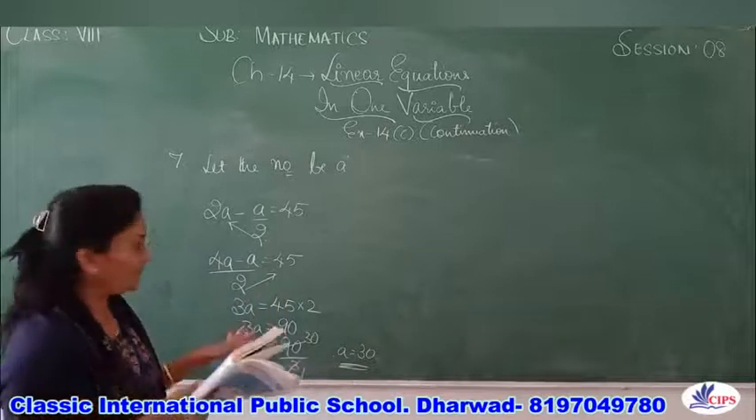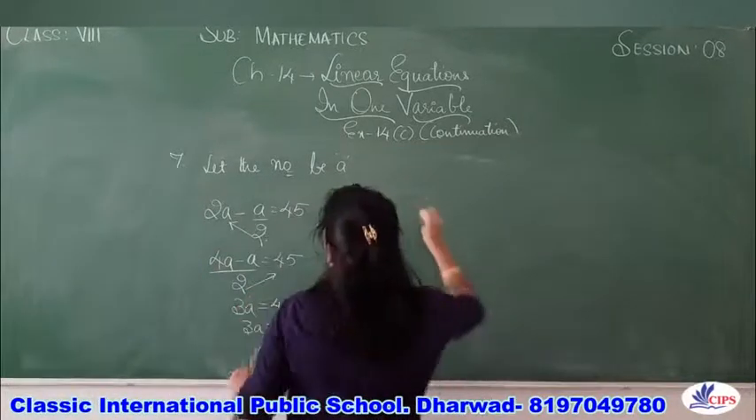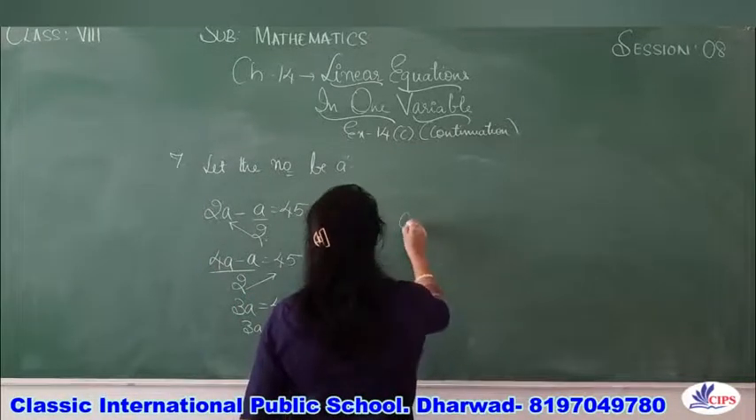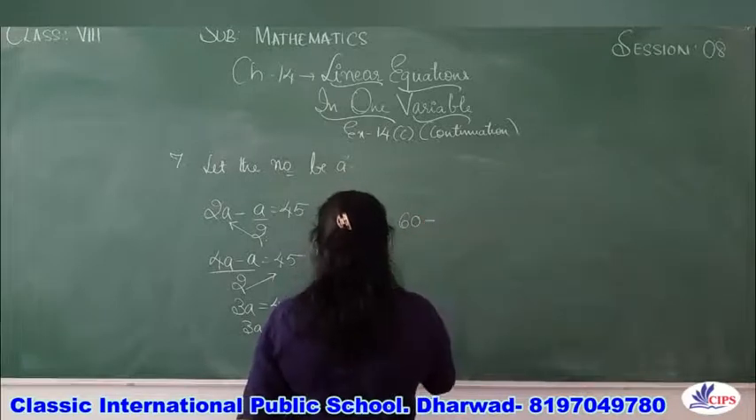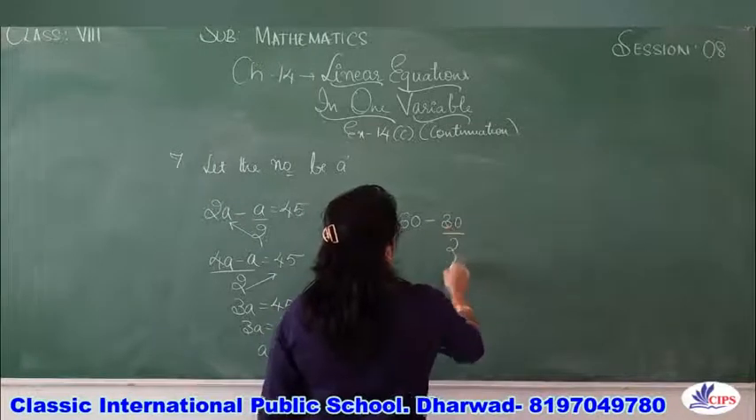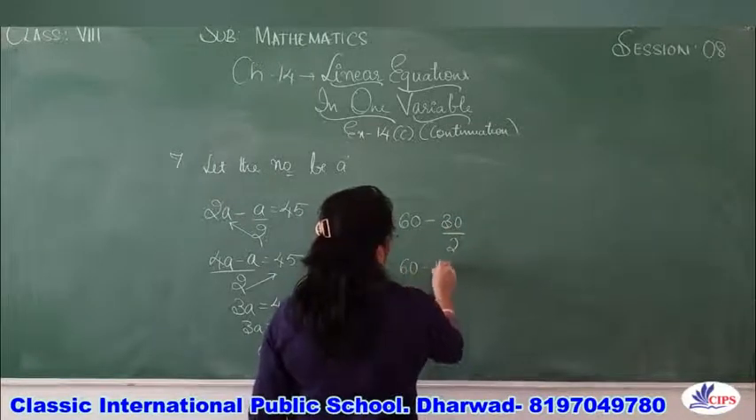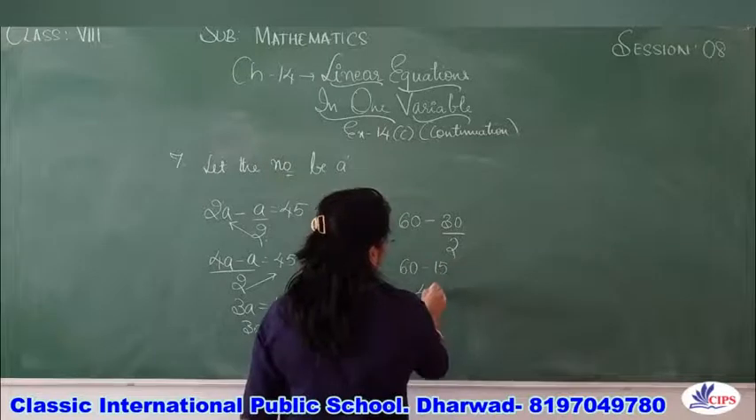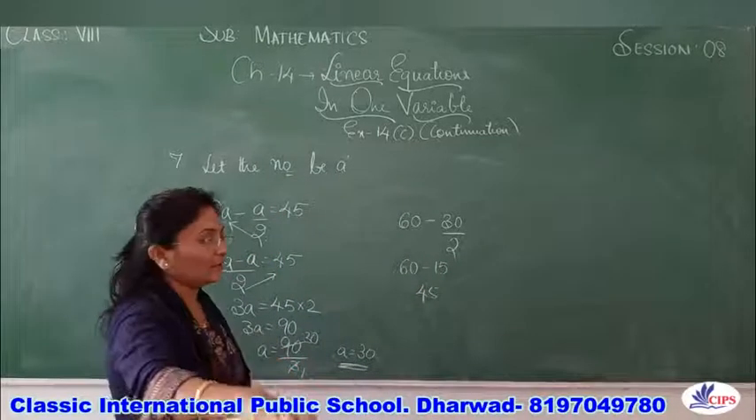If you want, I will show the verification. So here we have got 2A. 2A means it will be 60 minus, so we have here 30. What is 30 by 2? So 60 minus 15. What is 60 minus 15? It's 45. Got it?